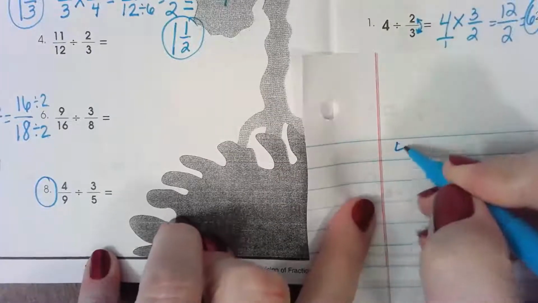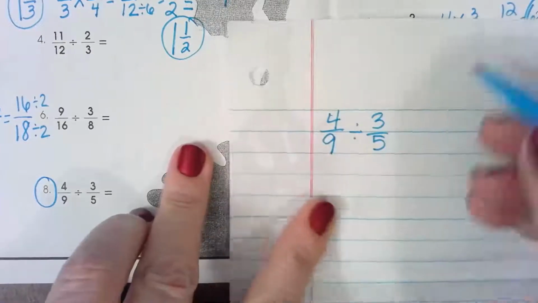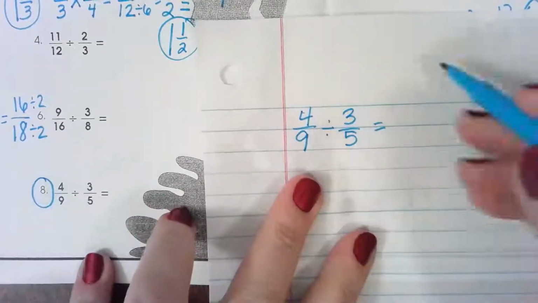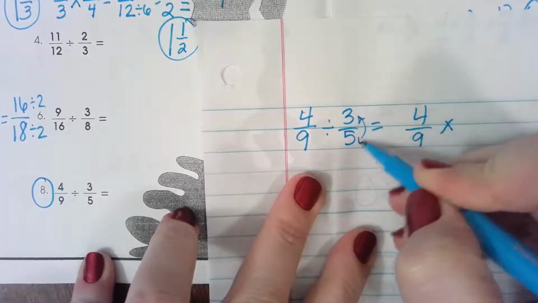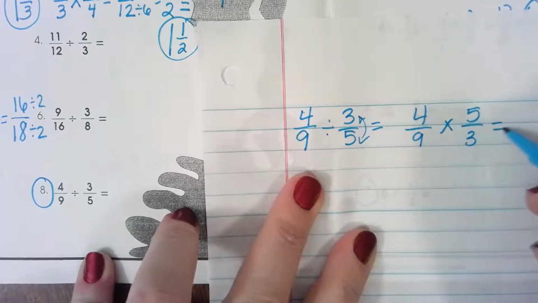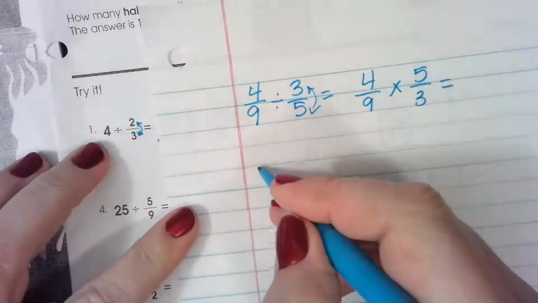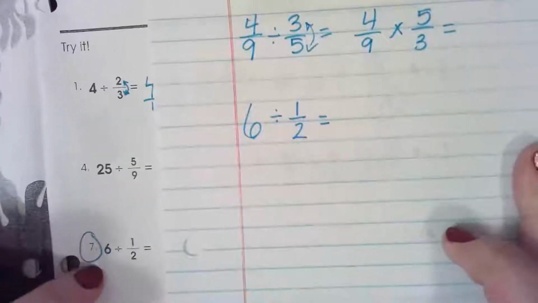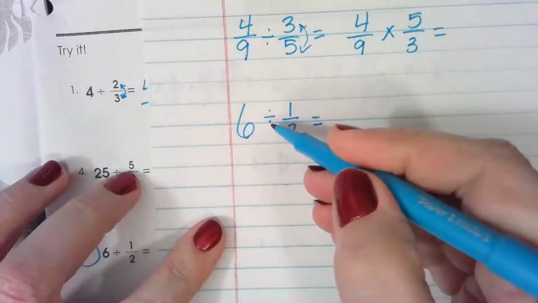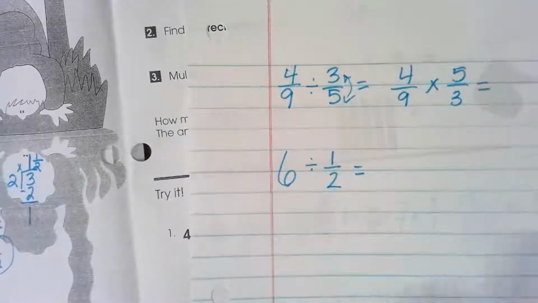So you're going to write 4/9 divided by 3/5. Okay, that's my first one. Remember, you're going to take 4/9, multiply instead of divide, and flip your reciprocal. Multiply your numerators, multiply your denominators. Okay. Then the second problem is 6 divided by 1/2. Again, 6 divided by 1/2. You're going to multiply instead of divide, flip your reciprocal. Okay. Do those 2 problems on line paper and turn it in the basket.